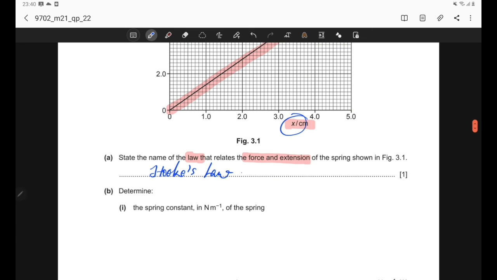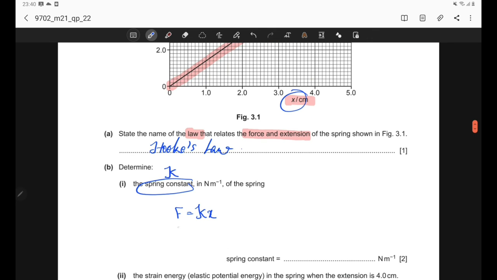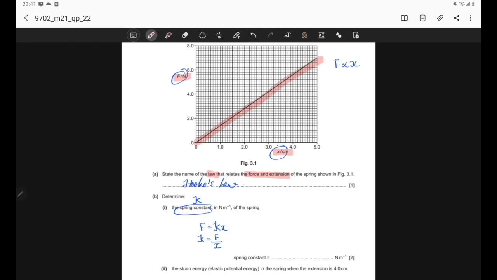Part B. Determine the spring constant in newtons per meter of the spring. So here we can use Hooke's law, that is F = kx. In order to find the spring constant k, we can make k the subject, so we will get k = F/x. From the graph we can check, for a particular value of force, what is its extension value. So here I am taking 4 as the force. So when the force is 4, we can check what its corresponding extension is.